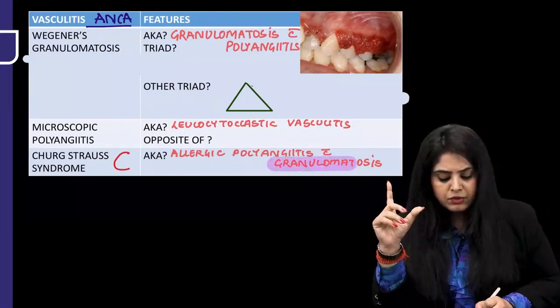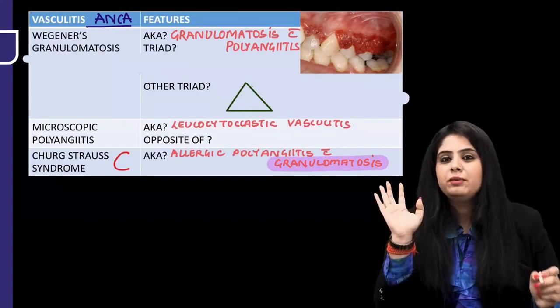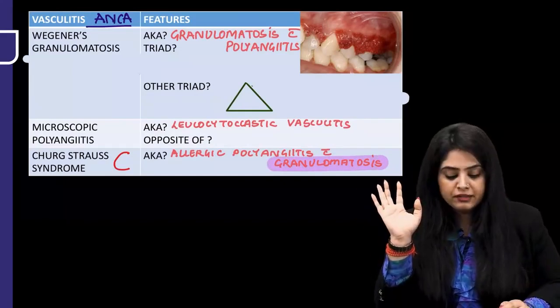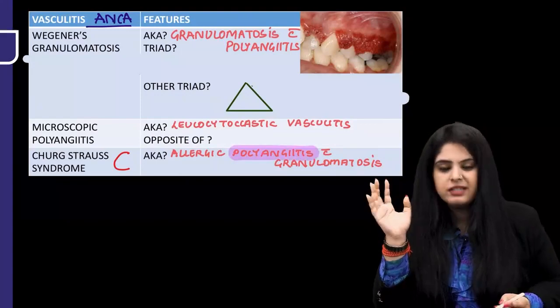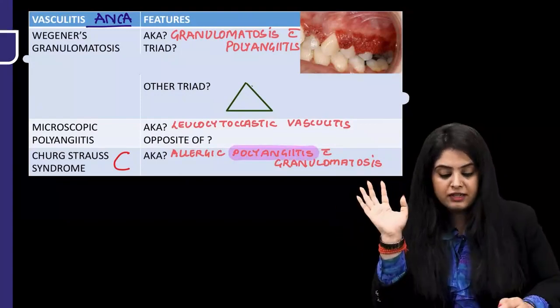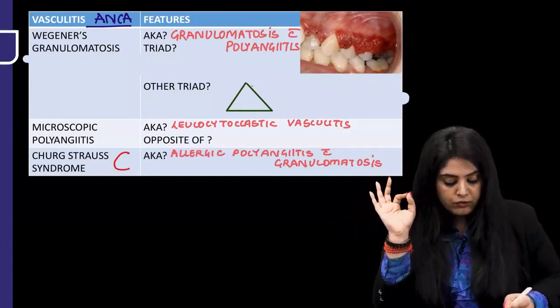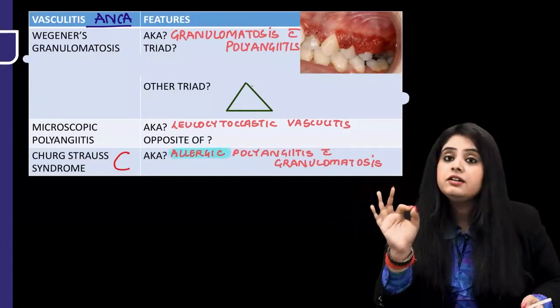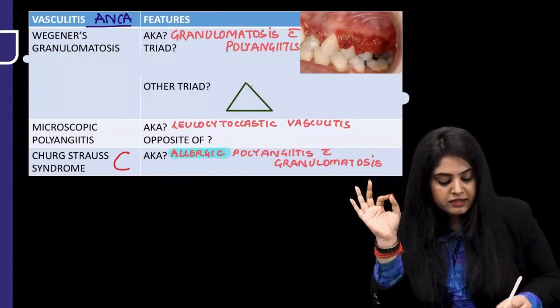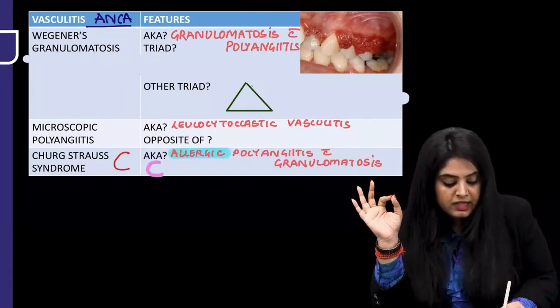Okay ma'am, it is something to do with granulomatosis. So granuloma to is seen in every part of vasculitis. Okay. It is a polyangiitis. Polyangiitis matlab blood vessel, understood. It is allergic polyangiitis. That is what I want all of you to focus on. It is an allergic polyangiitis, which means that Churg-Strauss syndrome mein se E banaoge.